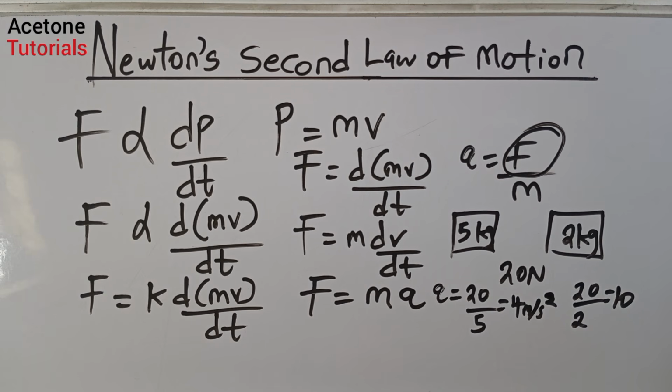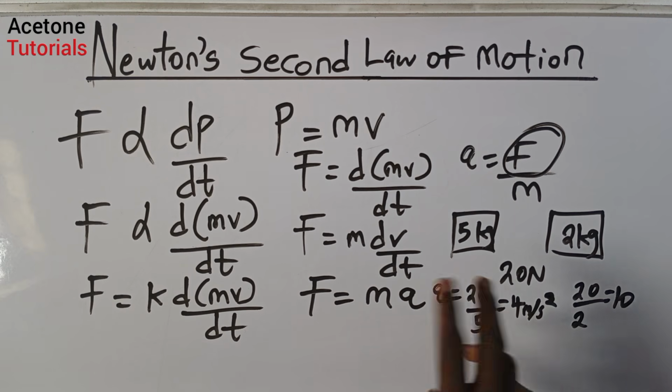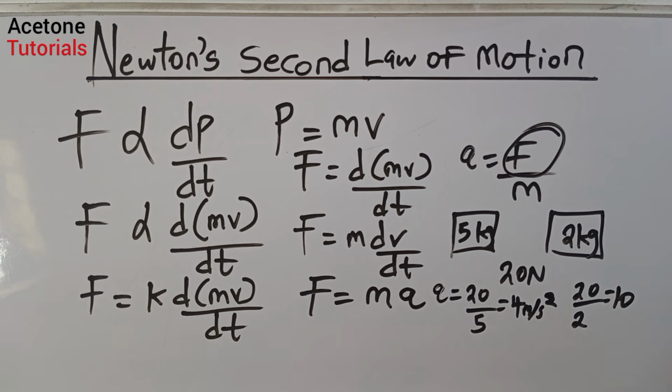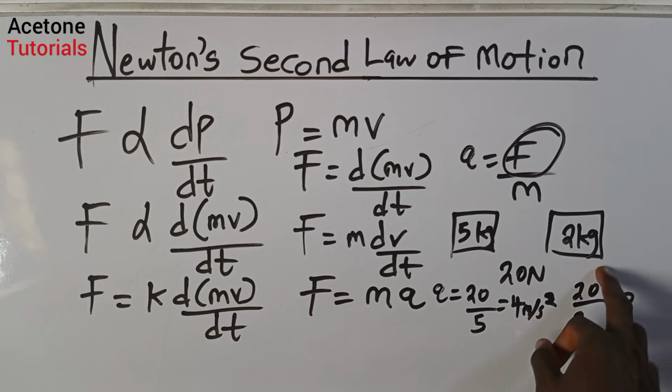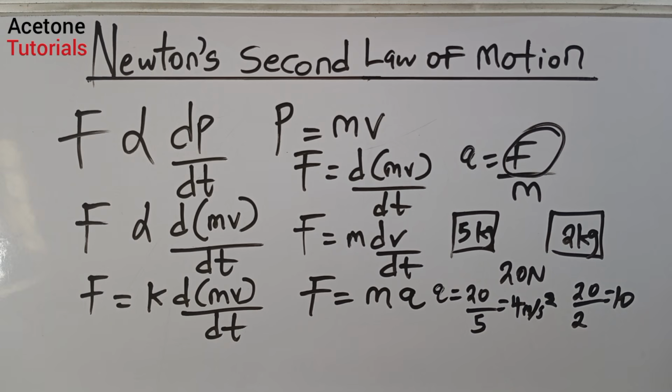So it means a light object is easier to speed up than a heavy one when you push them with the same force. The force is 20 Newton for both, but they have different mass, so they have different acceleration. The one with the lower mass has the higher acceleration. So that's for that.